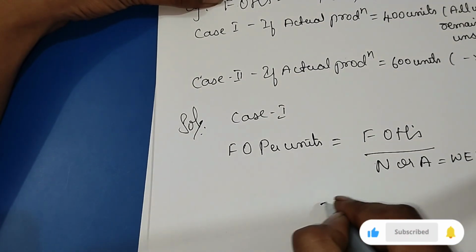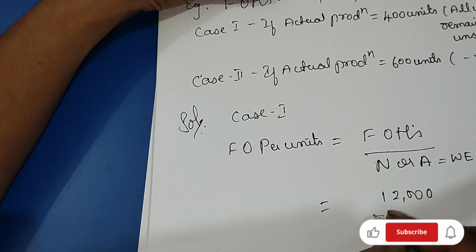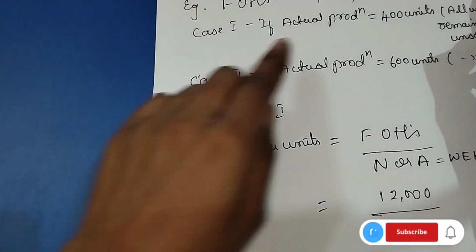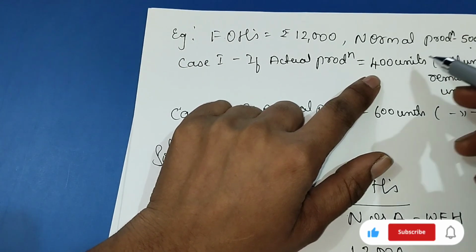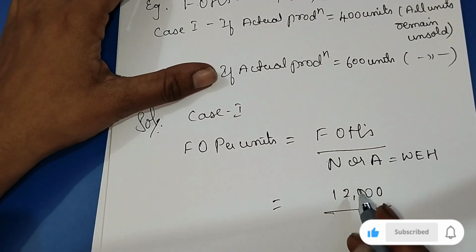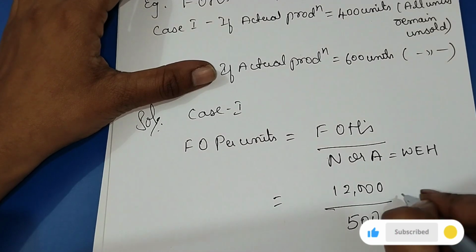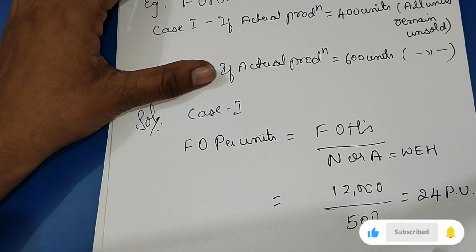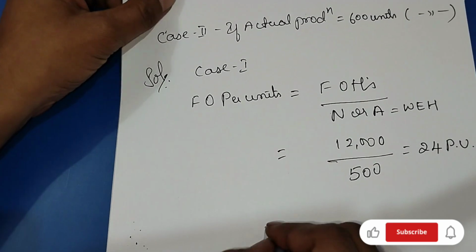Under case 1 the fixed overhead remains the same for both cases, 12,000, divided by the normal production of 500. In case 1 the actual production is 400 units. When you compare 500 and 400, 500 is higher, that is, normal production is higher. So we are going to consider the normal production, which gives 24 rupees per unit. Now we need to allocate.